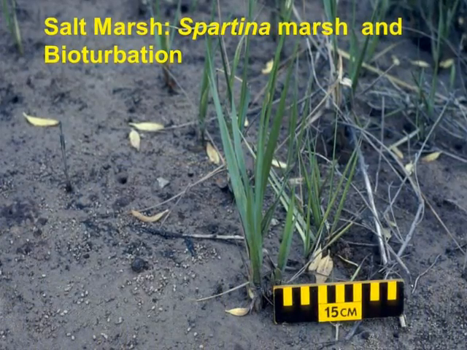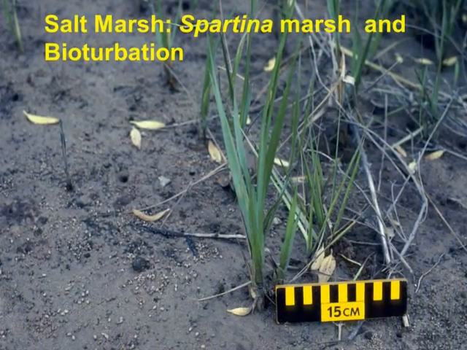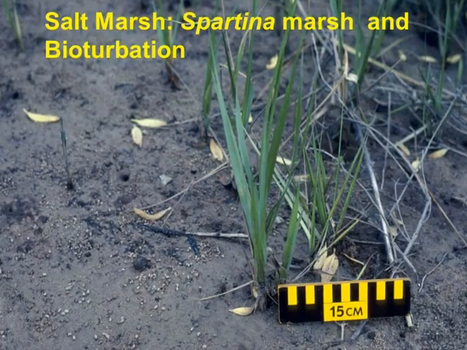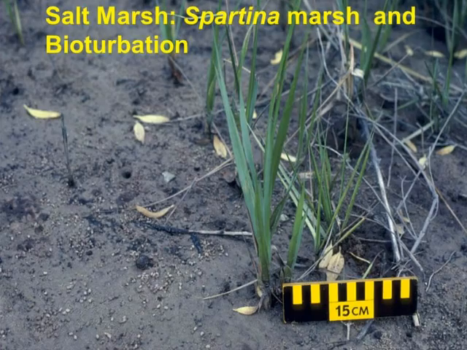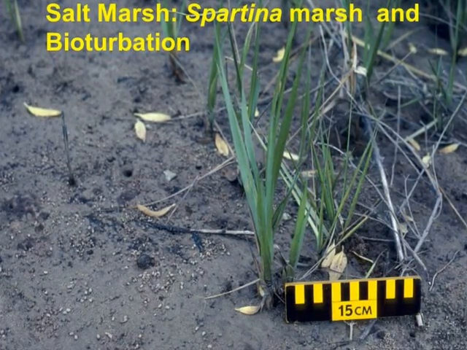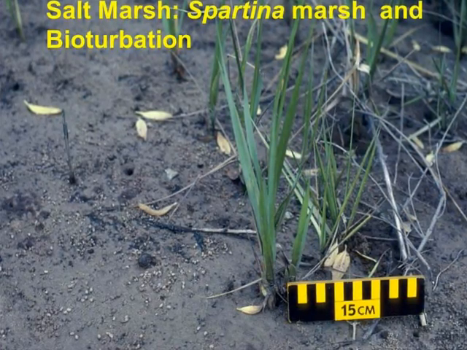Here's a shot of the Spartina alterniflora marsh. You can see an individual plant growing here. You'll also notice that the ground here is very disturbed, and the reason I wanted to show this slide is that the ground is alive.